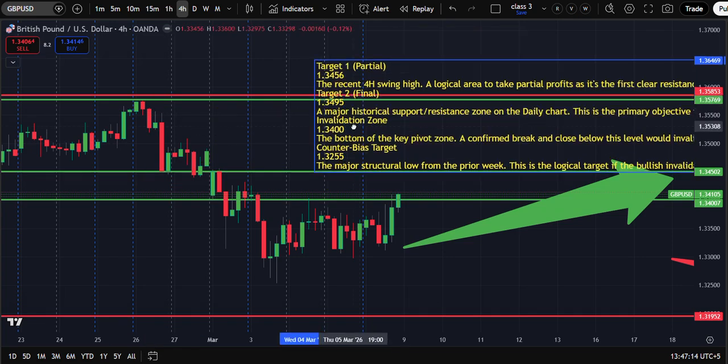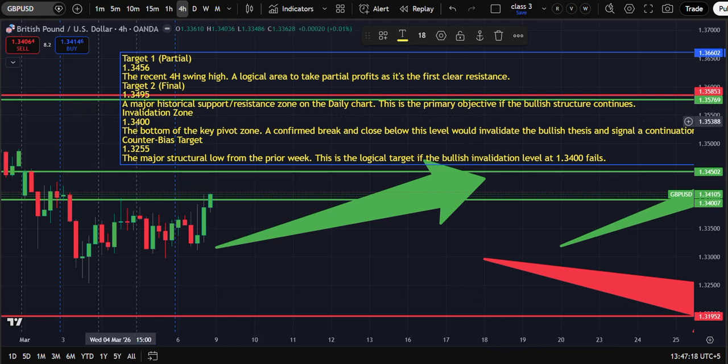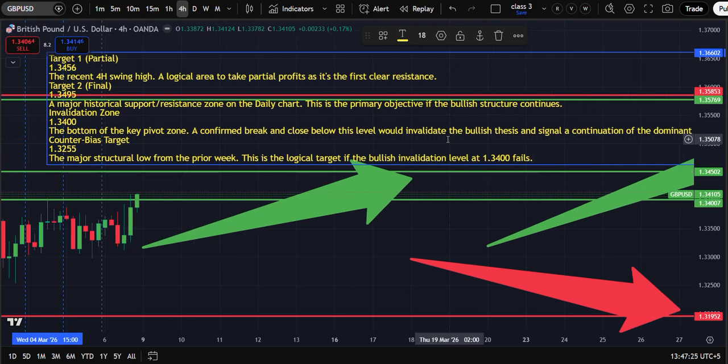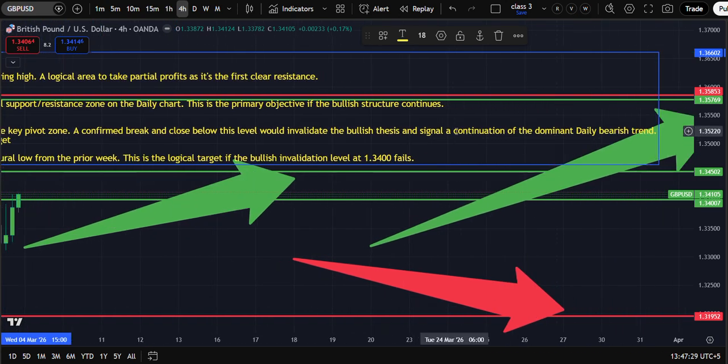a major historical support resistance on the daily chart. This is the primary objective of the base structure and validation zone. The bottom of the key pivot, a key break and close above this level would validate the bullish thesis and the below and the continuation of the daily base trend.